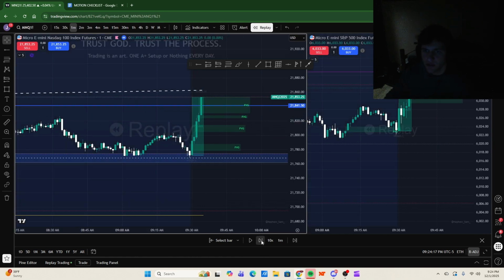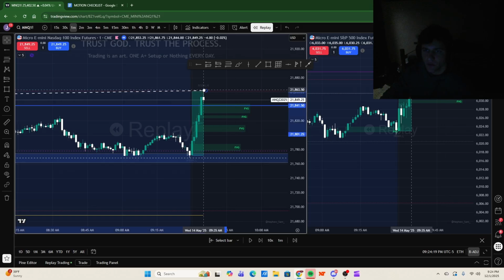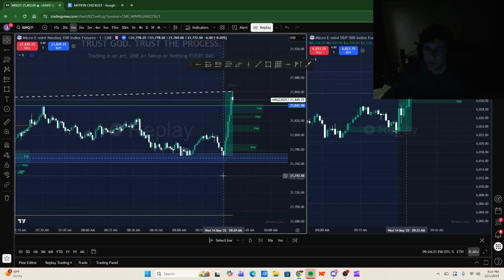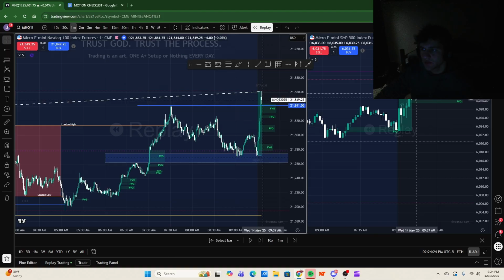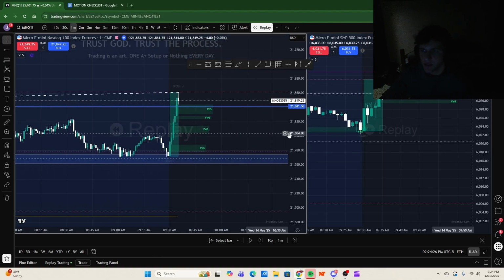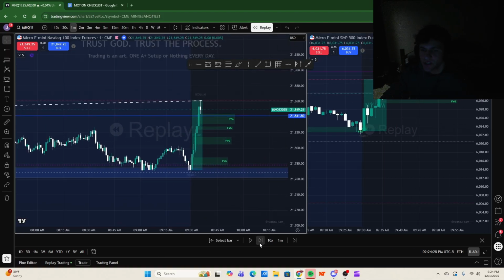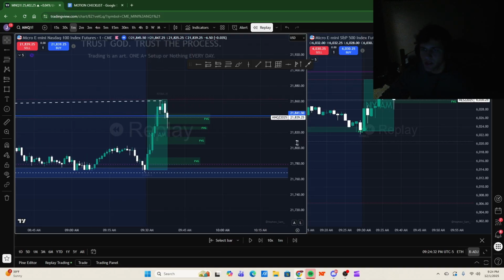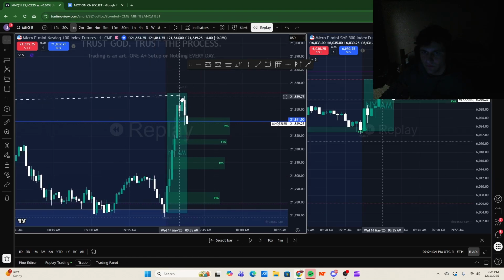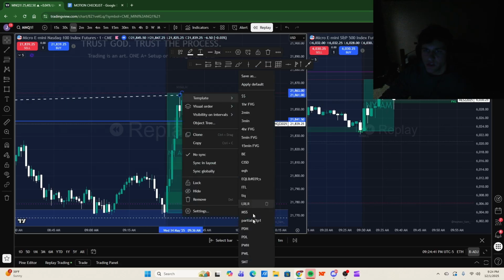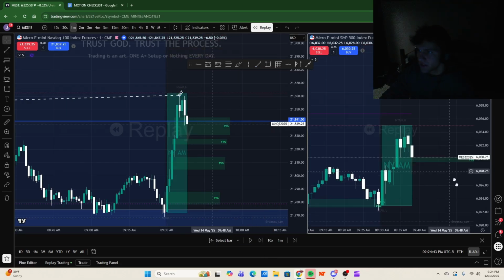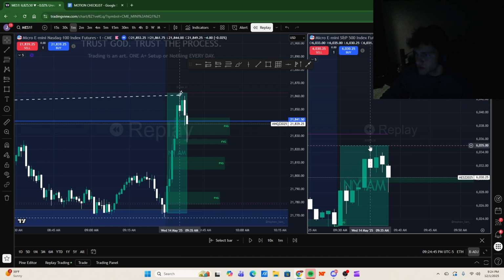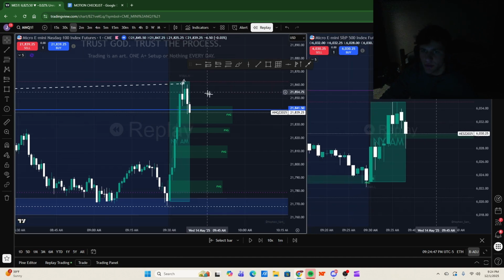So as you can see, we make the external SMT, we sweep out this high, and now we got some potential gaps. So what I'd want to see is an inverse to the downside. Now, as you can see here, we ended up making a higher high here. So this is a very tough SMT to see. But we took out this candle high here, but didn't on ES. Super hard to see. You just get used to it. We didn't take it out on ES, but we did here on NQ.